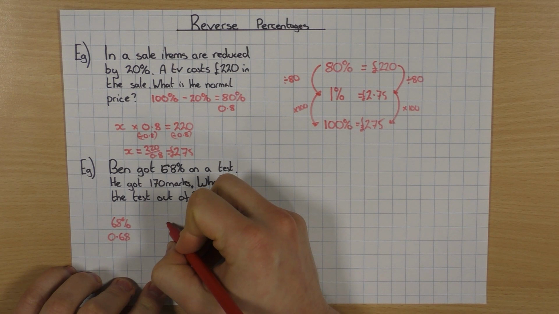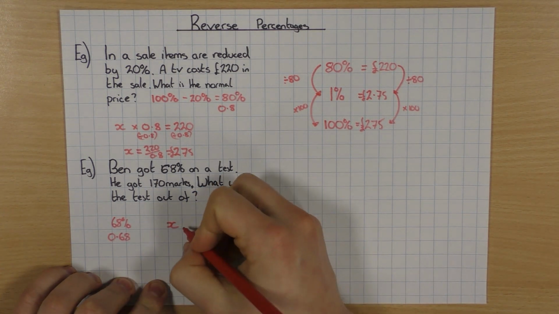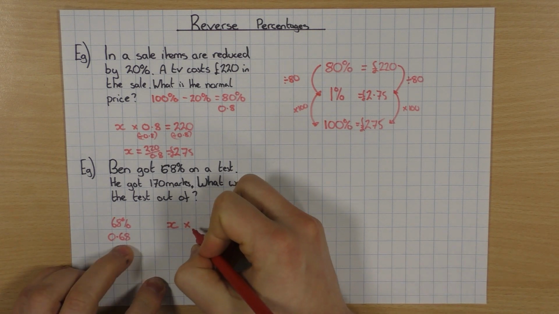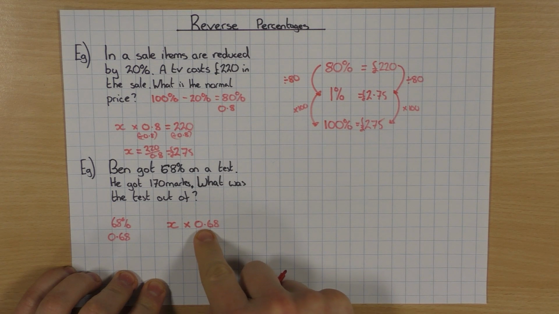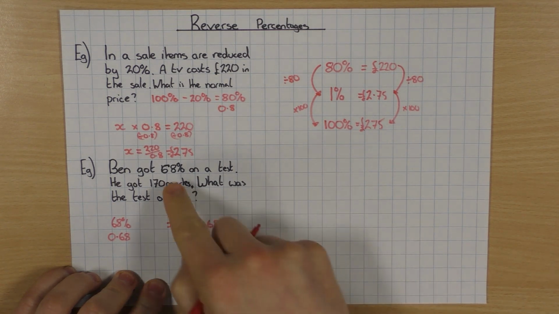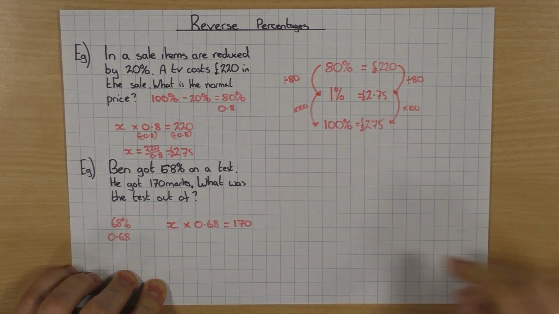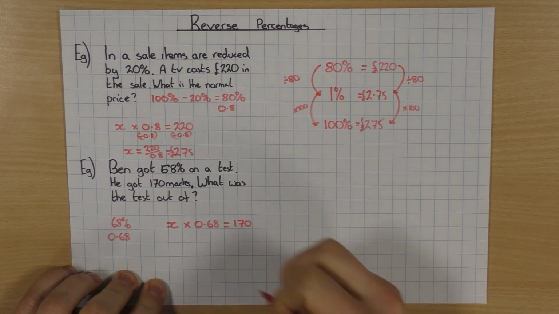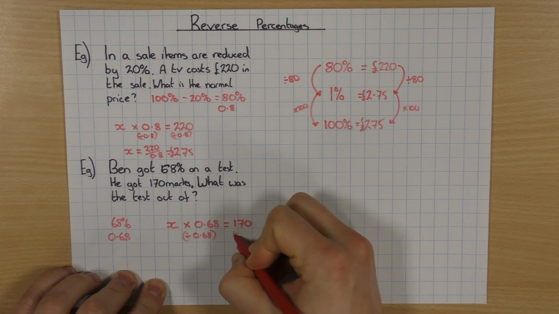Again, I don't know, so let's call it x. It's the unknown. That's what the test is out of. So I would do x times my multiplier of 0.68, because that will tell me what 68% is, and we know what 68% is. It's 170 marks. Again, I've formed my equation. I'm going to rearrange it. Timesing by 0.68, so I need to do the opposite and divide by 0.68 both sides.